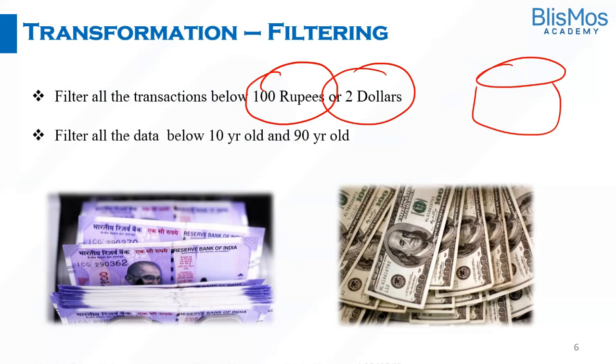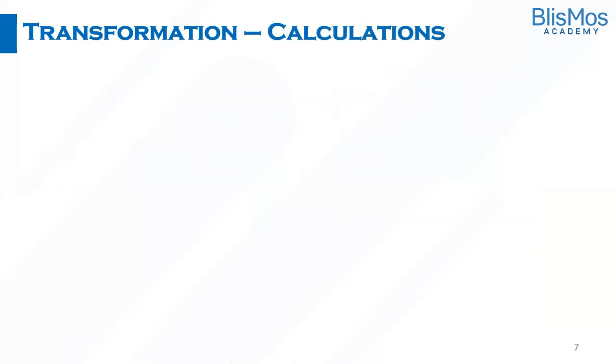One more example is, please filter all the data where the transaction is made by a person less than 10 years old and a person more than 90 years old. That may be one example of the filtering. Calculations. Can you imagine any analysis happening without a calculation? We need to have calculations.